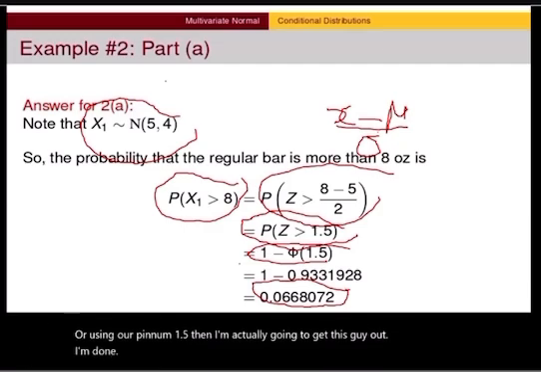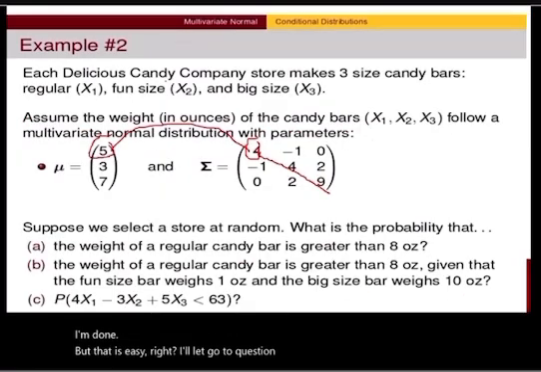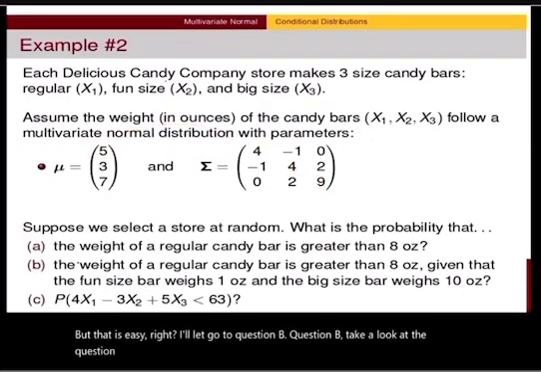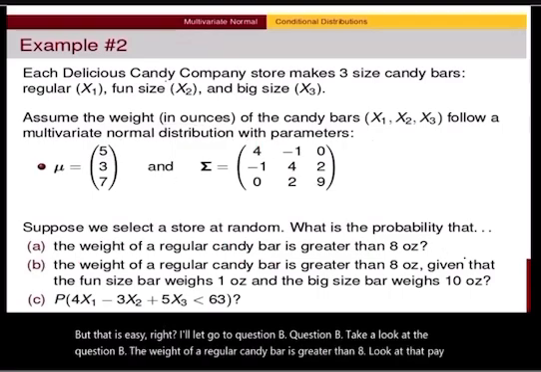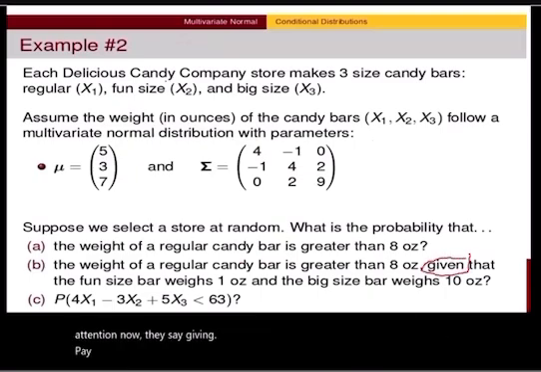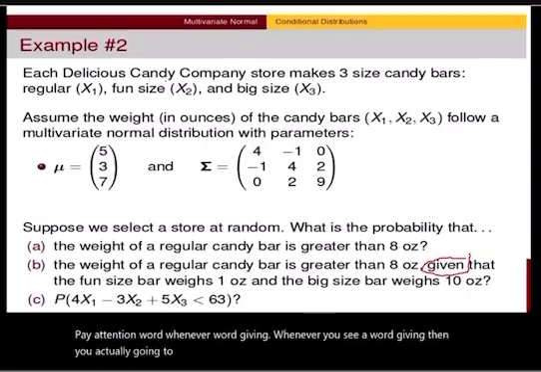Let's go to question B. Take a look at question B. The weight of a regular candy bar is greater than 8. Look at that. Pay attention now. They say given. Pay attention. Whenever you see the word given, then you're actually going to use a conditional probability.